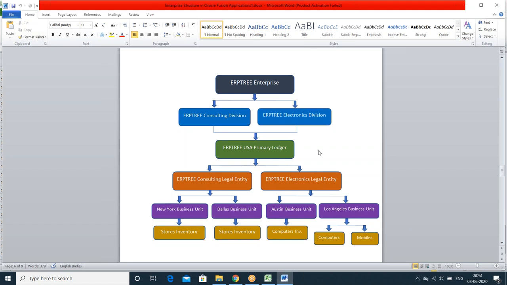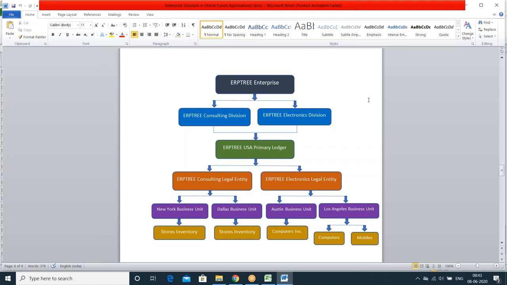Since the client is doing business in one country, I take one primary ledger. For one country, one primary ledger is required. And since the client is doing two different businesses, they can go with two different divisions. One is the consulting division, the other one is the electronics division. What are the verticals here? Types of businesses, two different businesses. Consulting is one vertical, electronics is one vertical.